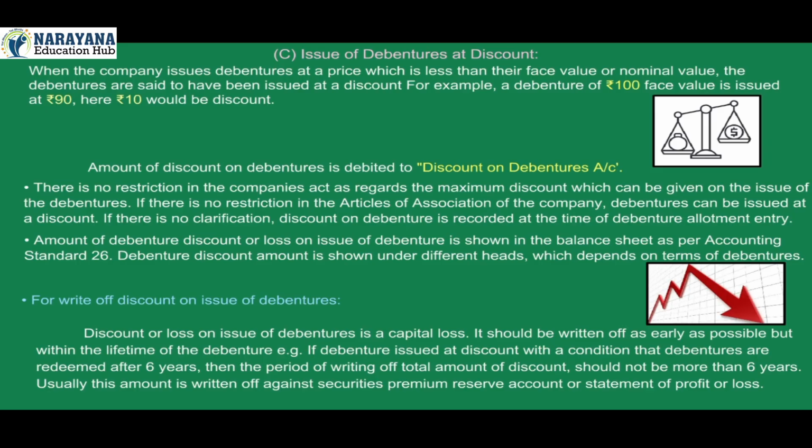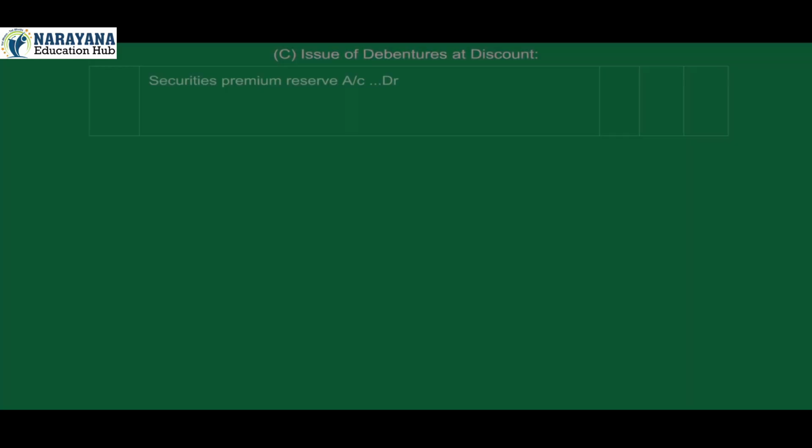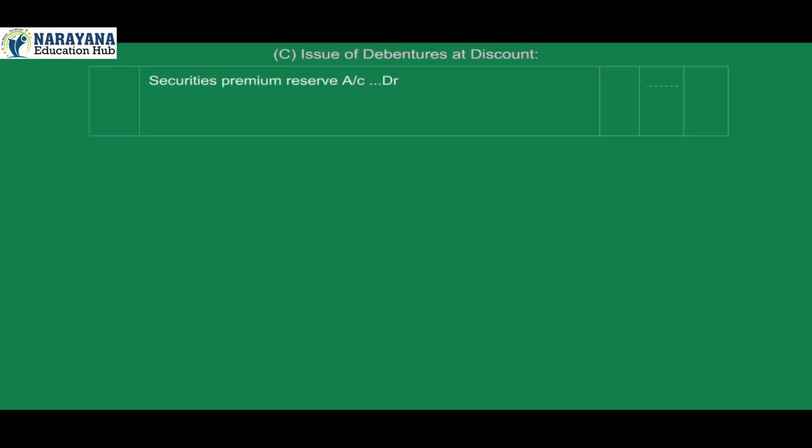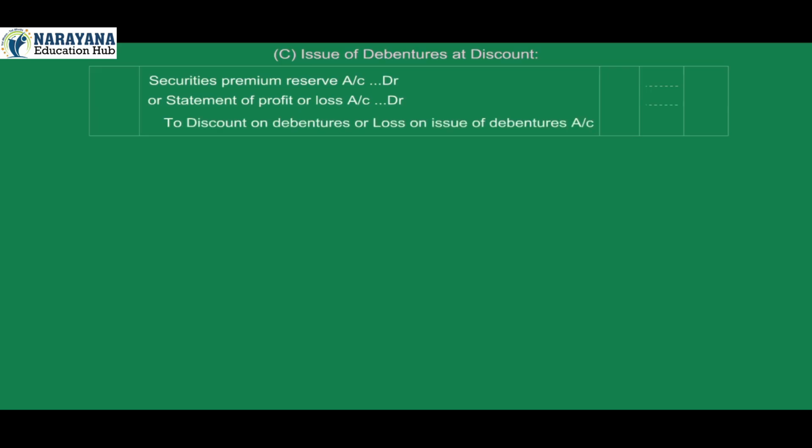Usually, this amount is written off against securities premium reserve account or statement of profit or loss. Securities premium reserve account debit, or statement of profit or loss account debit, to discount on debentures or loss on issue of debentures account credit, when the full amount of the debentures is called up at a time.